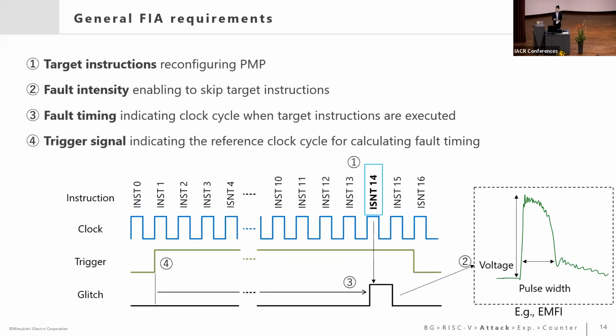But a fault injection attack generally needs 4 pieces of information: the target instruction, the fault intensity, the injection timing, and the trigger signal. We mainly focus on the first 3.